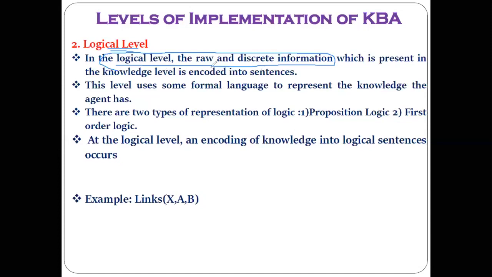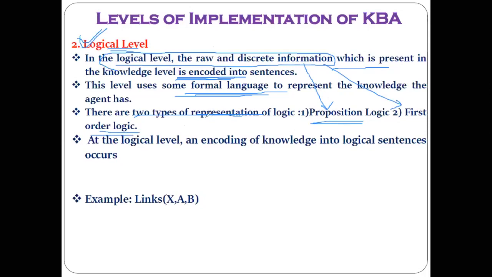In a similar way, the raw and discrete information you are providing at the first level, the knowledge level, has to be represented in some encoded form. It has to be represented using some formal language, or some logical language. In AI, there are two types of logical representation. Now, how do we represent this raw and discrete information? There are two important ways: the first is propositional logic, and the second is FOL, first order logic. You got the point?